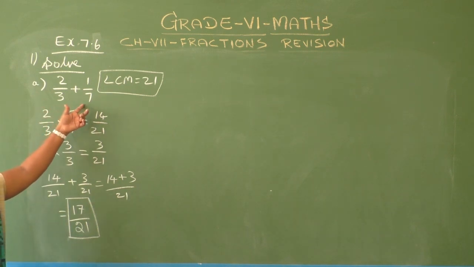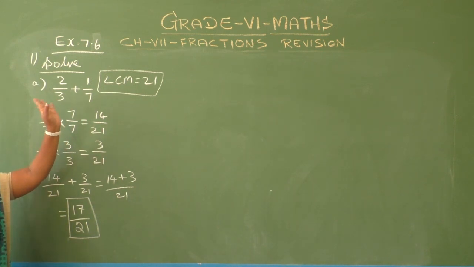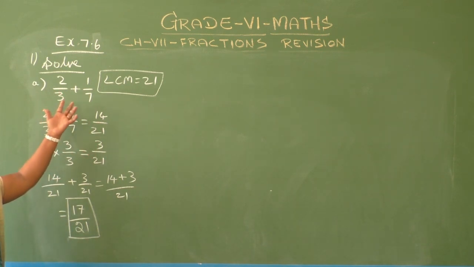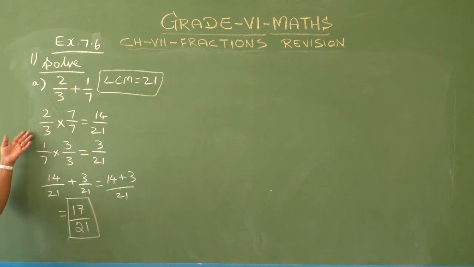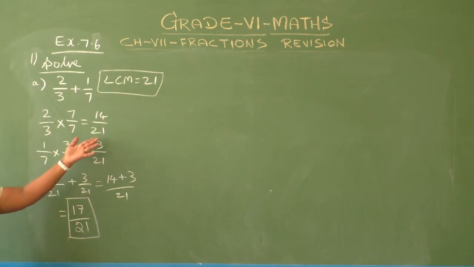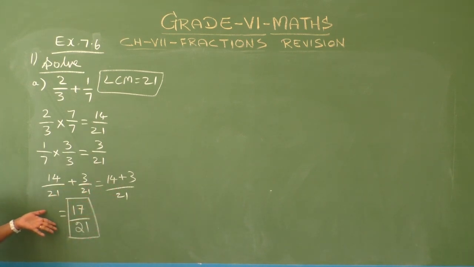Whenever they give different denominators, we can't add directly. We have to take the LCM. But here both are prime numbers, so we can multiply these numbers directly. That is the LCM. 3 sevens are 21. After that, we make a common denominator. Once we have the common denominator, we can add directly. The final answer is 17 by 21.